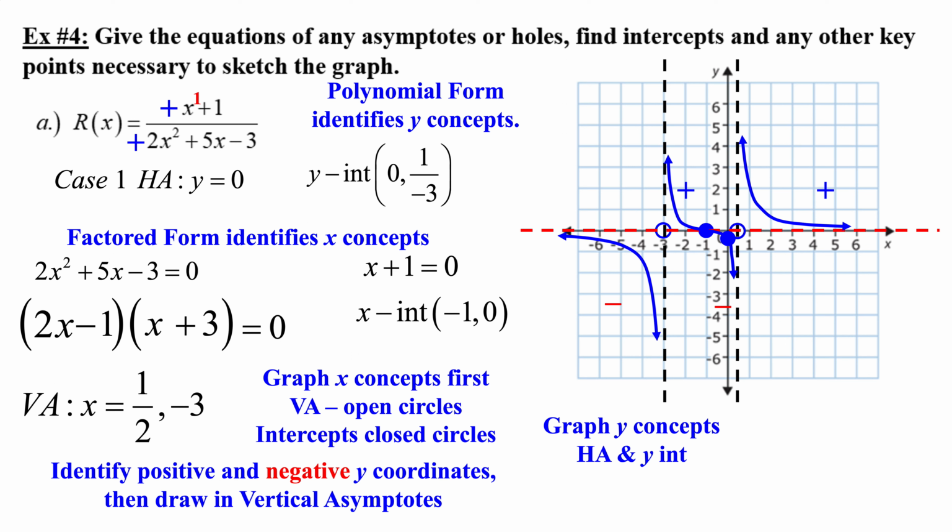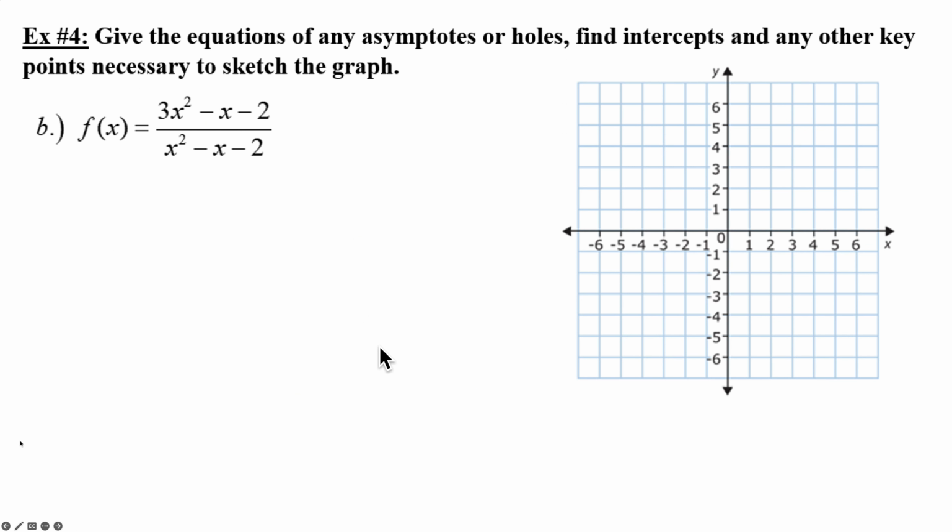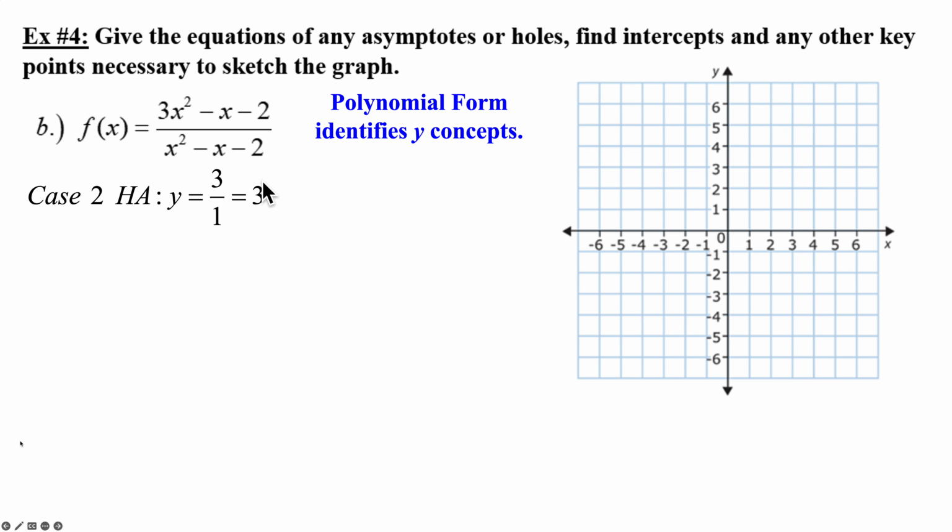All right, example 4b. Polynomial form, no problem. Do all your y concepts. Power of 2, they're the same. Leading coefficient ratio, 3 over technically a 1. So my horizontal asymptote is at 3. Y-intercept, -2 over -2. Okay, that simplifies to a 1. Done.